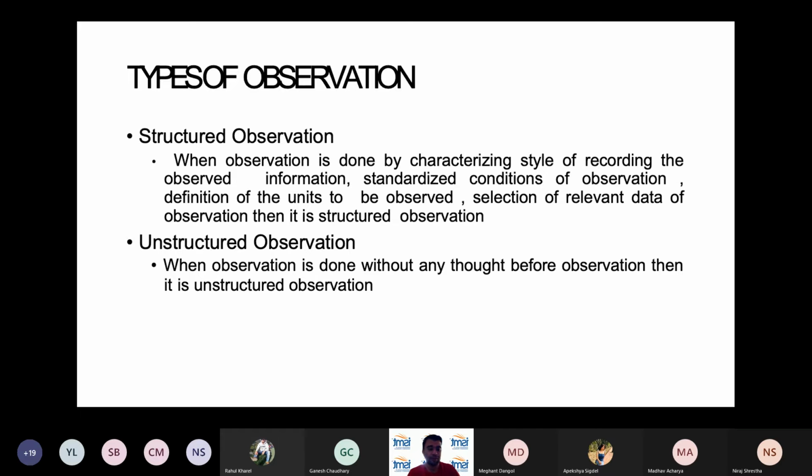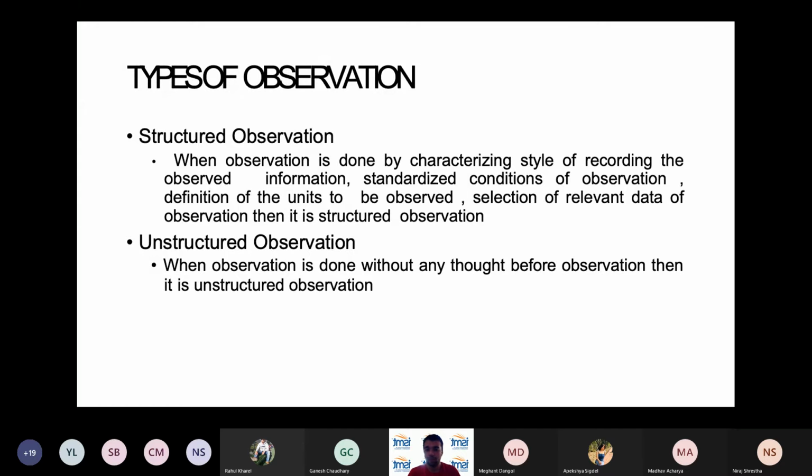One is structured observation, another is unstructured, and the second pair is participant and non-participant. There is also controlled and uncontrolled observation, but we need not study that. There is no need to study it in our context. Basically, these four will work for us.